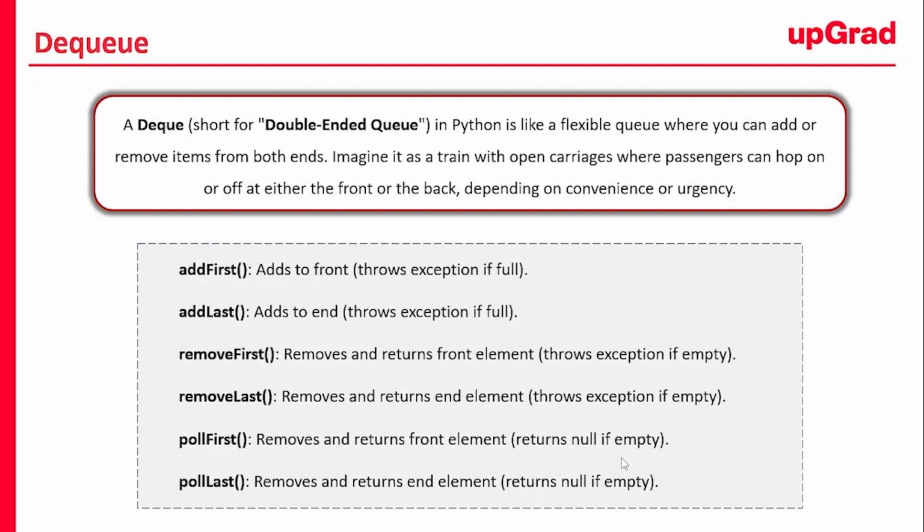pollFirst removes and returns the front element, and pollLast removes and returns the end element. Similarly, addFirst adds to the front and addLast adds to the end, and removeFirst also removes and returns the front element, and removeLast also removes and returns the end element. I hope you guys understand this. Now let's have a look at the example.